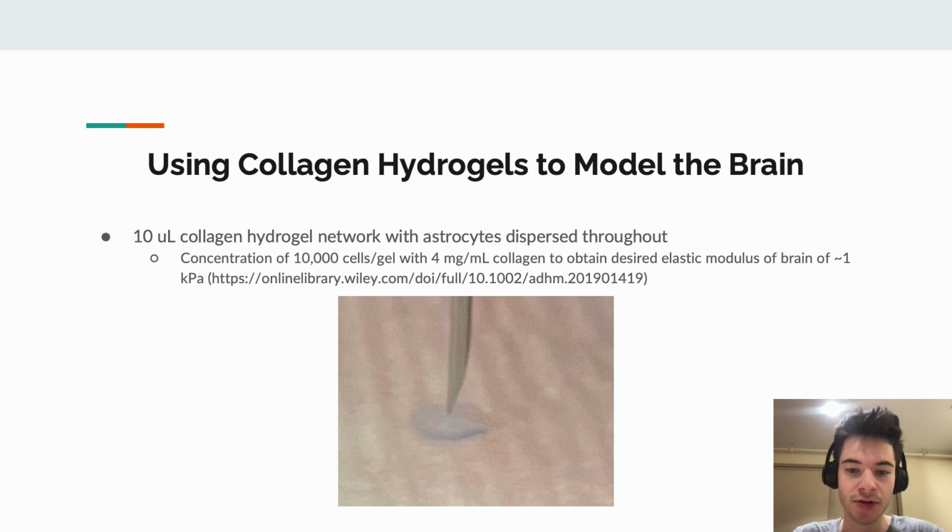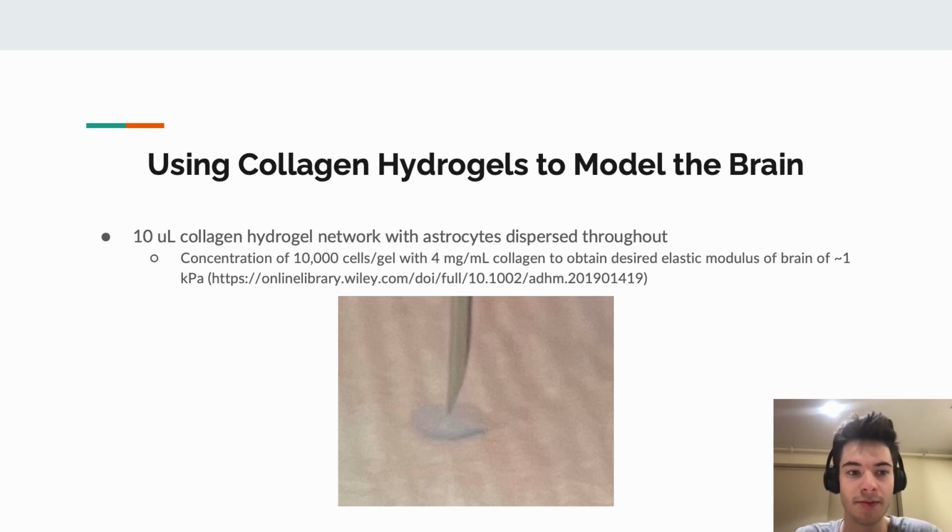Our next big challenge we experienced was, great, now we have a way to model mild traumatic brain injury. But how are we going to be able to model the brain? Because we can't just take a whole brain and throw it on there, because we won't be able to see anything under the microscope. That's not really feasible. There's a lot of other stuff in the way. So what we came up with was using biomaterials, using collagen hydrogels to model the brain.